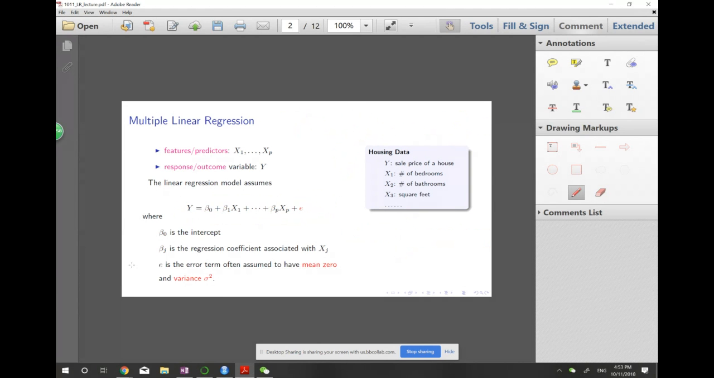And here, in this case, we just keep it simple. We have an assumption that E has the mean of 0 and a variance of sigma squared.